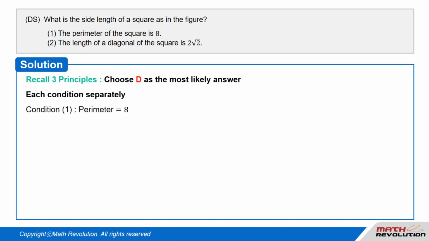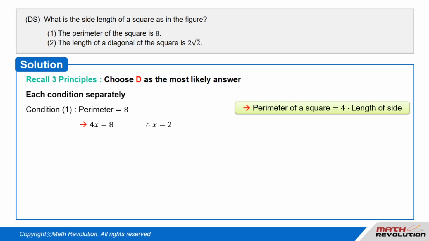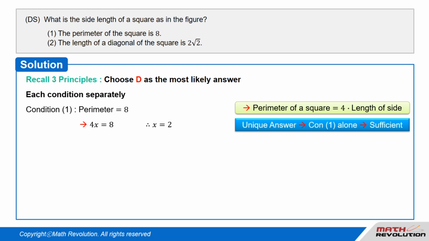Let's take a look at each condition. Condition 1 tells us that the perimeter of the square is 8. Perimeter of square equals 4 times length of side. That is, 4 times x equals 8, or x equals 2. Since it is a unique answer, this condition is sufficient.